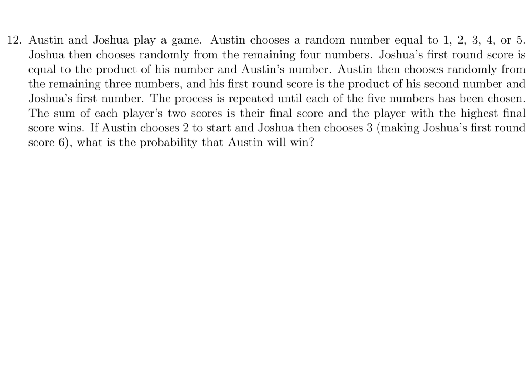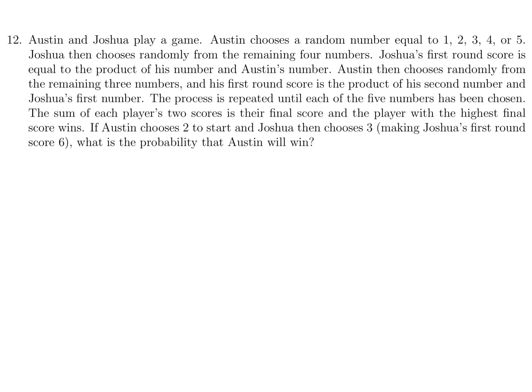Austin and Joshua play a game. Austin chooses a random number equal to 1, 2, 3, 4, or 5. Joshua then chooses randomly from the remaining 4 numbers. Joshua's first round score is equal to the product of his number and Austin's number. Austin then chooses randomly from the remaining 3 numbers, and his first round score is the product of his second number and Joshua's first number. The process is repeated until each of the 5 numbers has been chosen. The sum of each player's 2 scores is the final score, and the player with the highest final score wins. If Austin chooses 2 to start, then Joshua chooses 3. What is the probability that Austin will win?